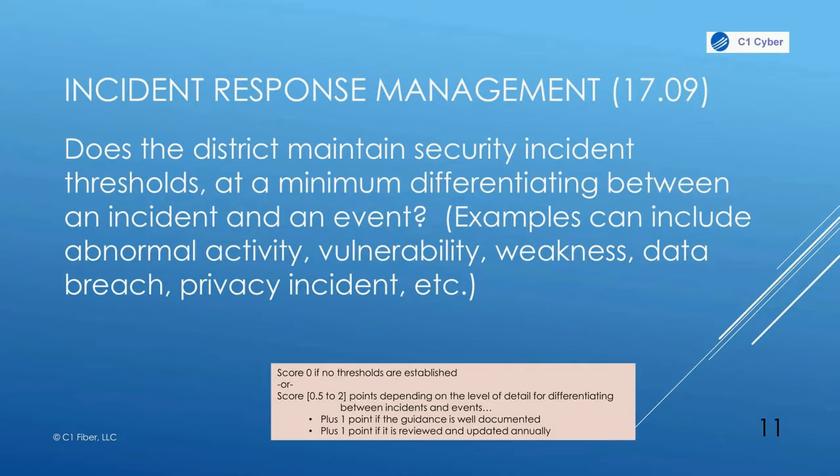Score 0 if no thresholds are established, or score 1/2 to 2 points depending on the level of detail for differentiating between incidents and events, plus 1 point if the guidance is well documented, plus an additional point if it is reviewed and updated annually. Pause the video now to consider and record your answer before continuing.